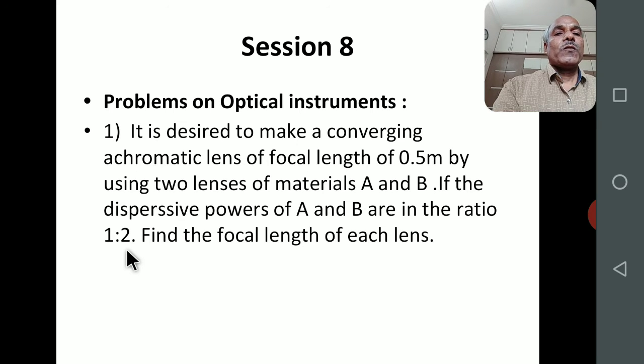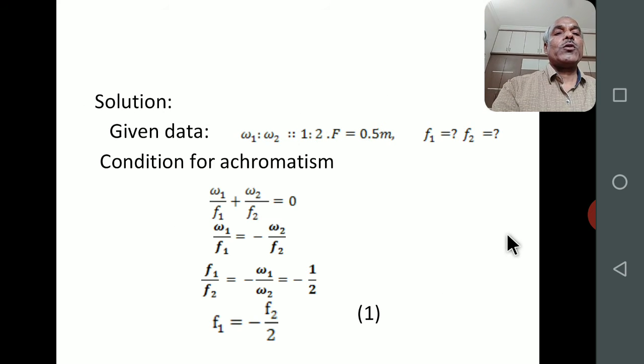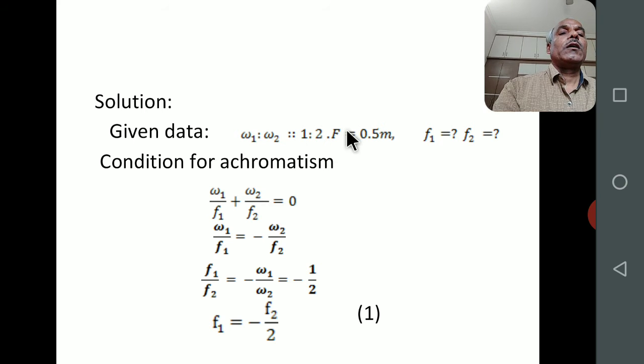So, to solve any problem, first we have to write down the given data so that we will come to know what quantities are given and what is to be determined. In this problem, the dispersive powers are given. They are in the ratio 1:2. The F is given, capital F, 0.5 meters. We have to determine F1 and F2.